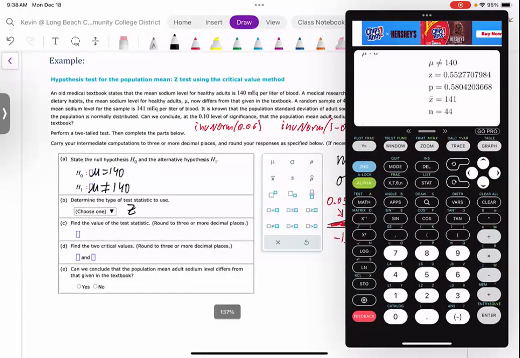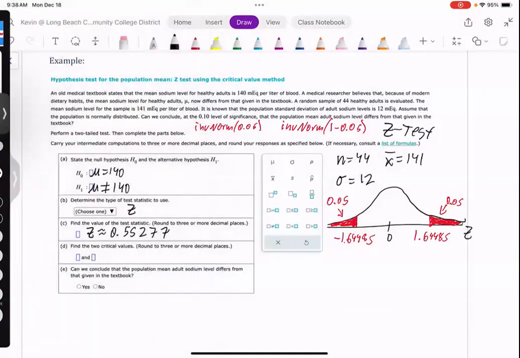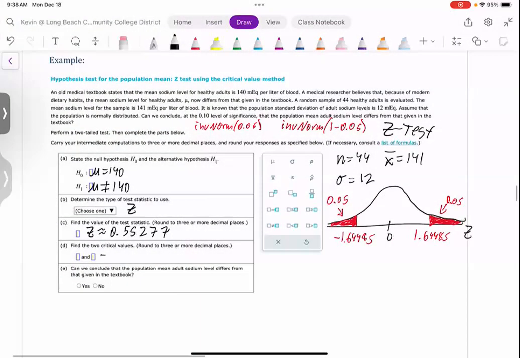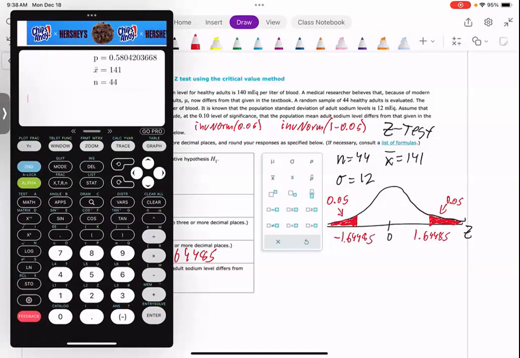So our test statistic Z in this case is about 0.55277. Critical values we already got. So let's color code this. Negative 1.64485 and 1.64485. And we can clearly see, it doesn't ask for the p-value, but we can certainly get the p-value from this.